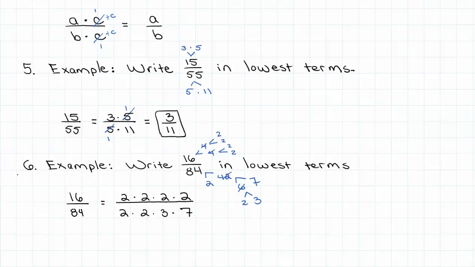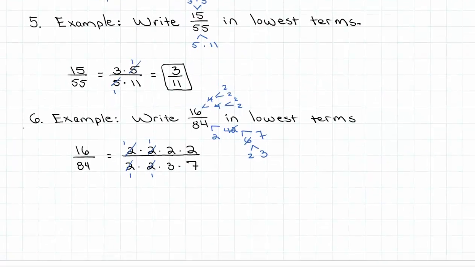We have some common factors here. I can cancel out this pair of 2's right here, and I can cancel out this pair of 2's right here. So we're going to be left with 2 times 2, which is 4, in the numerator, and 3 times 7, which is 21. We can rest assured that this is written in lowest terms. There are no more common factors in the numerator and denominator that we can cancel out. So we have simplified this fraction.